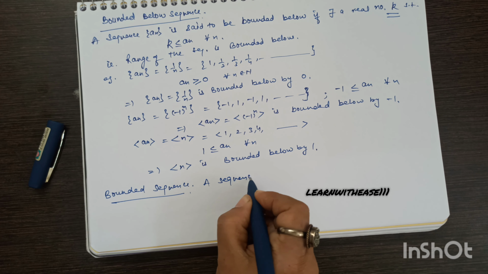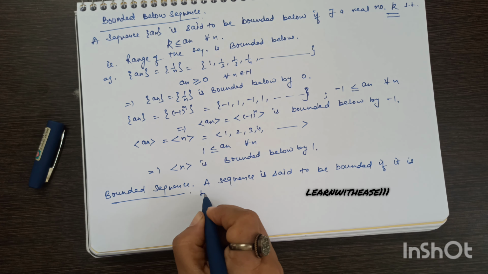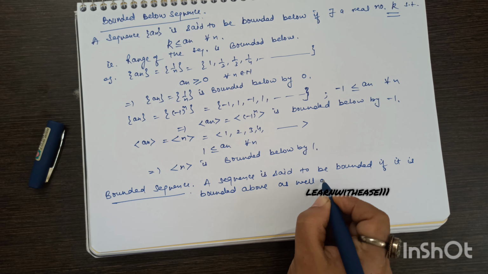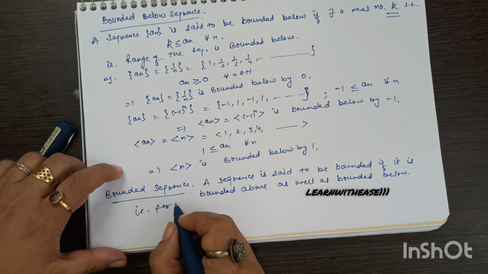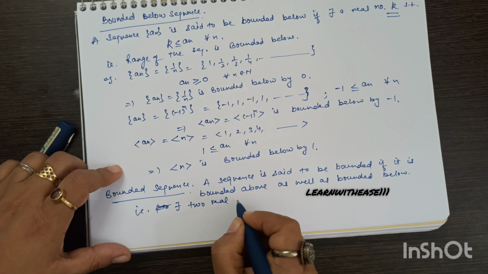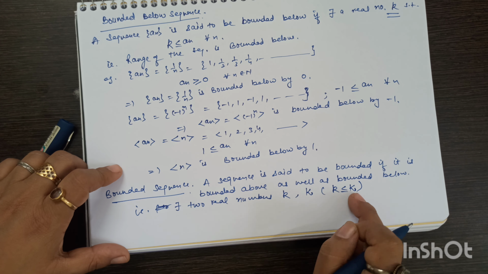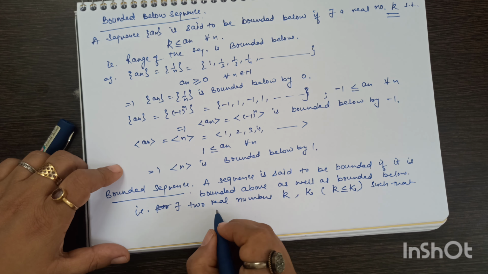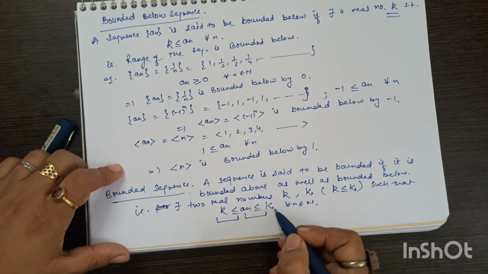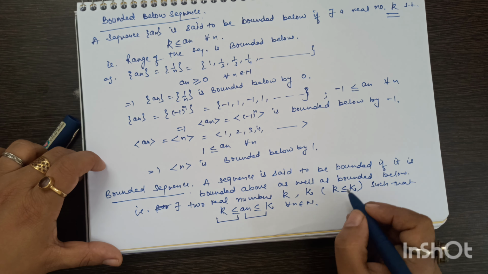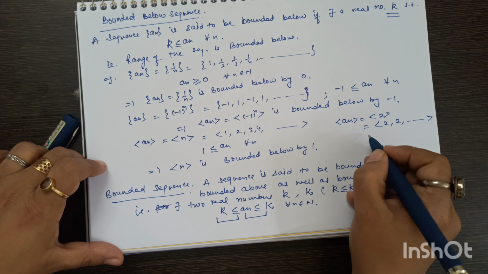Now a bounded sequence is a sequence which is bounded both ways, bounded above as well as bounded below. If it is bounded above as well as bounded below, means there exist two real numbers, small k and capital K, where small k is less than or equal to capital K. Mostly they are less, or at the most they can be equal also. I'll tell you the case in which they are the same. So here the definition is the combined format of bounded above and bounded below sequences.